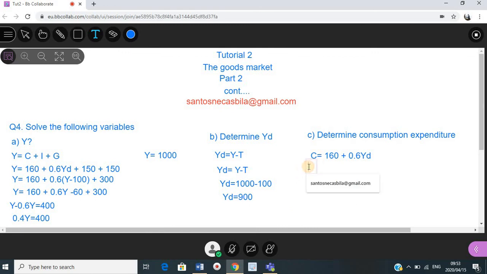We will have here C equals 160 plus 0.6 multiplying, in this case, 900. So we will say C is equal to 160 plus 540, and this we will say the total consumption is 700. Very good. So this is the second part of our tutorial. It was just to complete it.